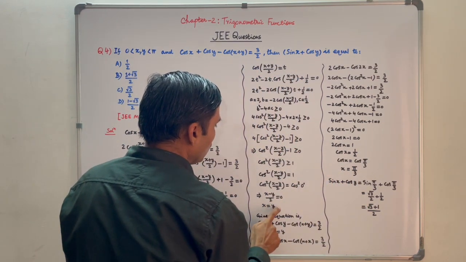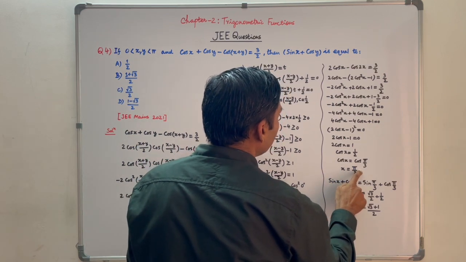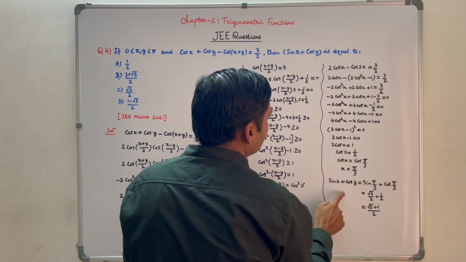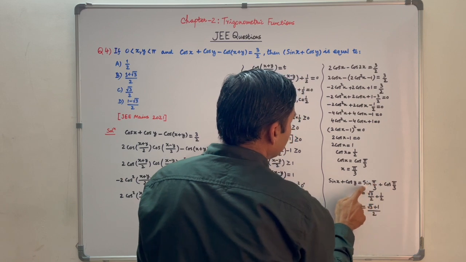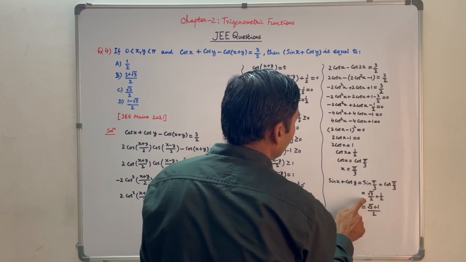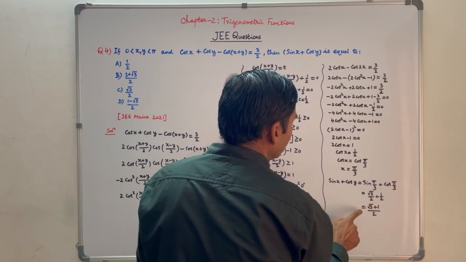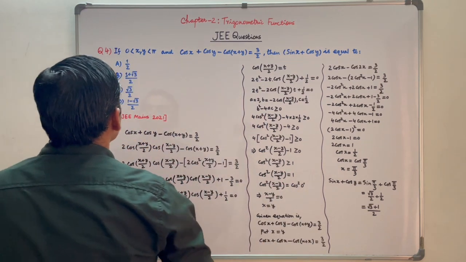Now x is equal to y and x is equal to pi by 3, so y is also pi by 3. So sin x plus cos y is equal to sin pi by 3 plus cos pi by 3. The value of sin pi by 3 is equal to root 3 by 2 and the value of cos pi by 3 is equal to 1 by 2. So the answer is (root 3 plus 1) by 2. Option B is correct.